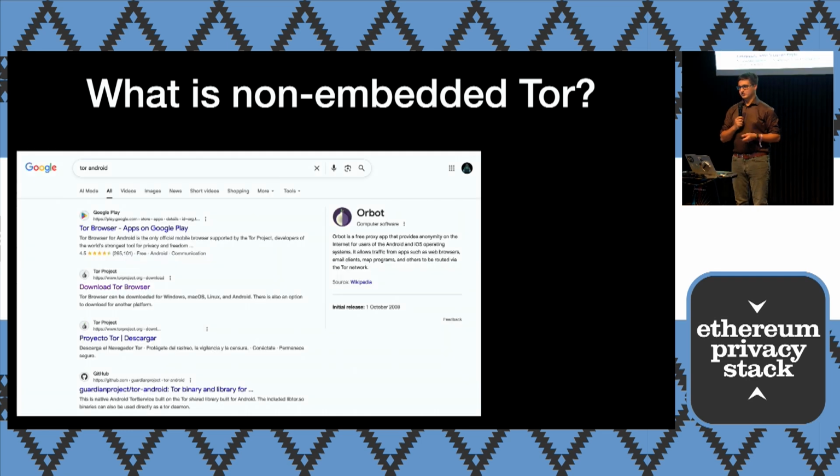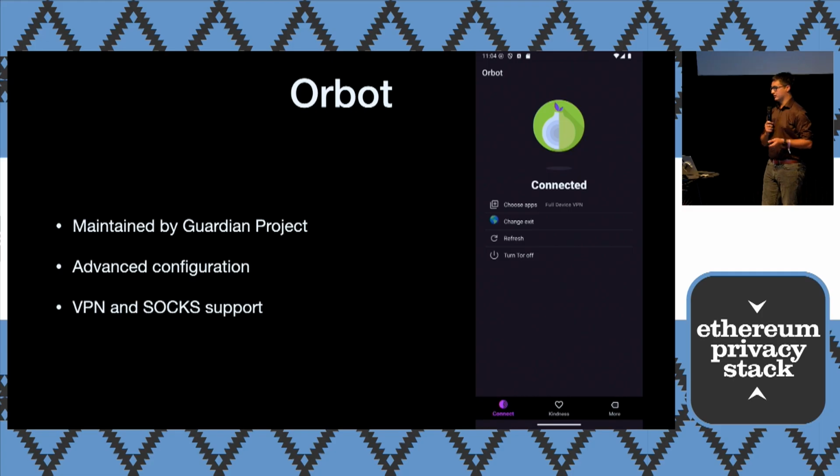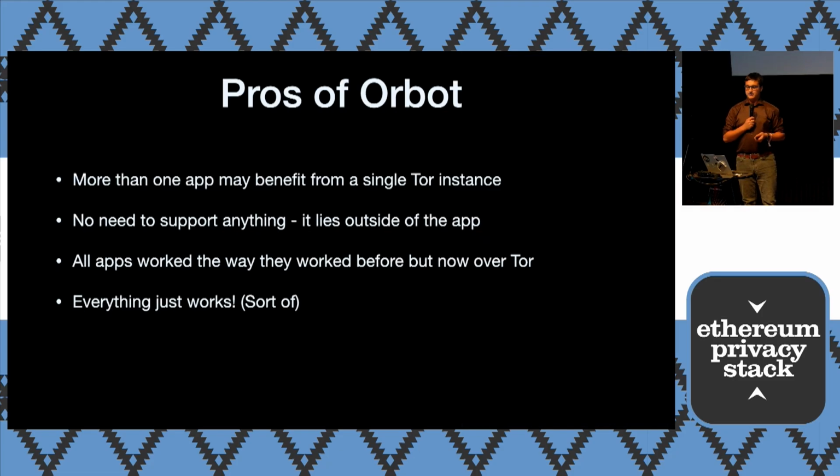If you go to your favorite app store or web browser and look for Tor for Android, you will end up with something like Orbot or Invisible Pro, which is very good software. Orbot is maintained by Guardian Project. Invisible is maintained by a different guy, and they both support something like VPN mode or SOCKS proxy in order to establish Tor connections. There are many pros to using a non-embedded Tor. For example, you can have more than one app use a single Tor instance, so you don't waste memory on multiple Tor instances on operating systems.